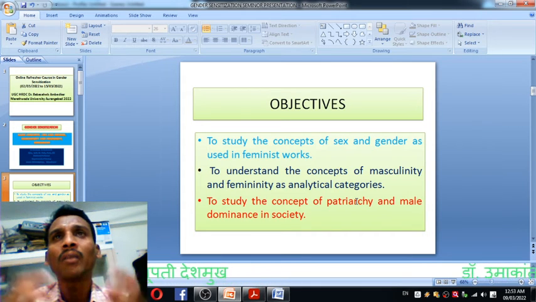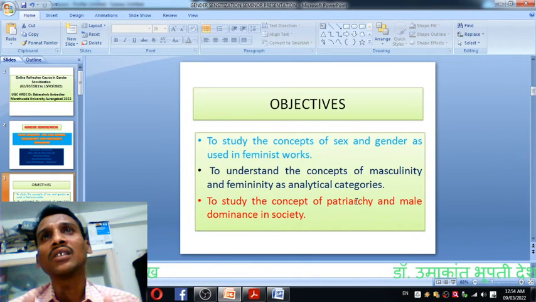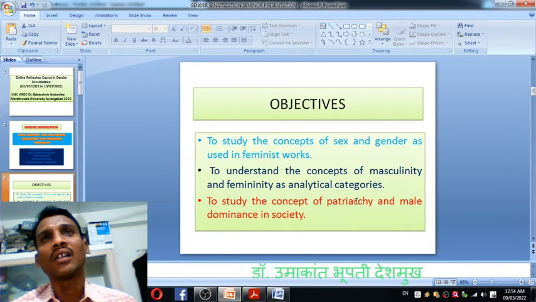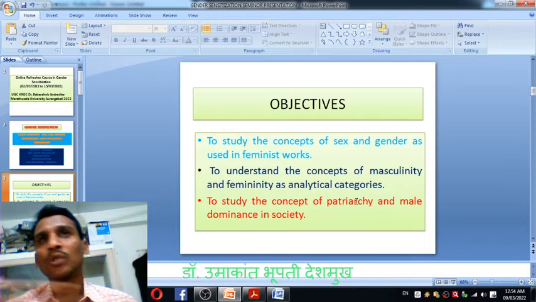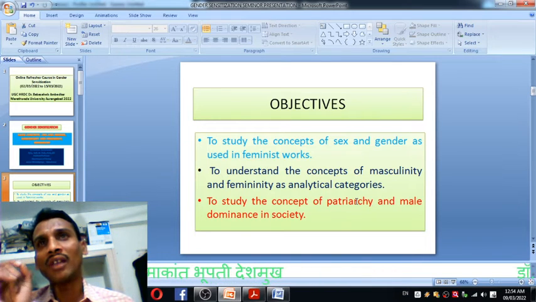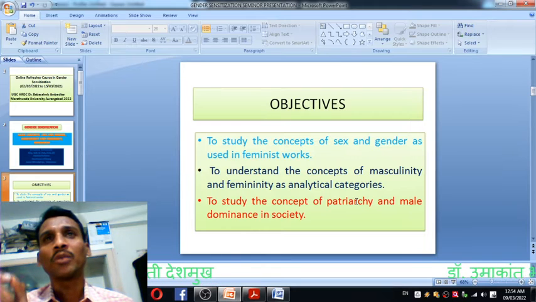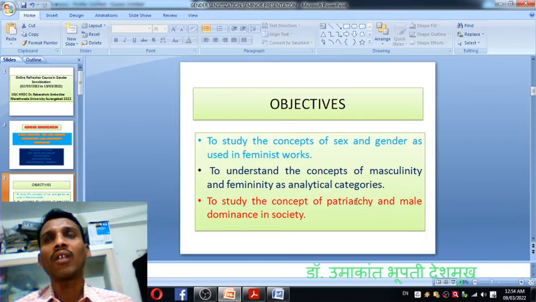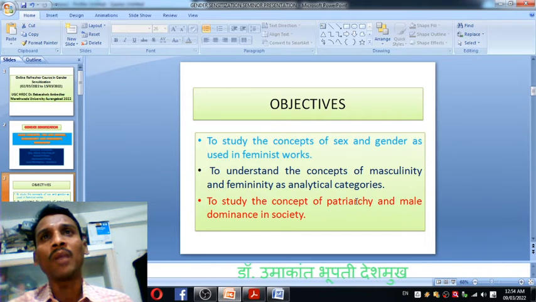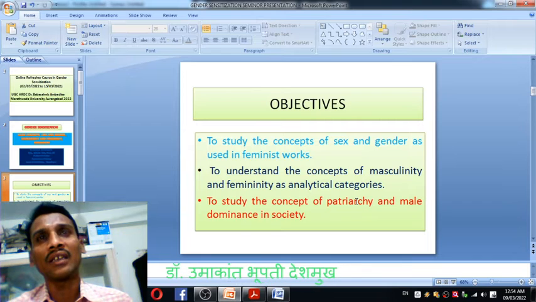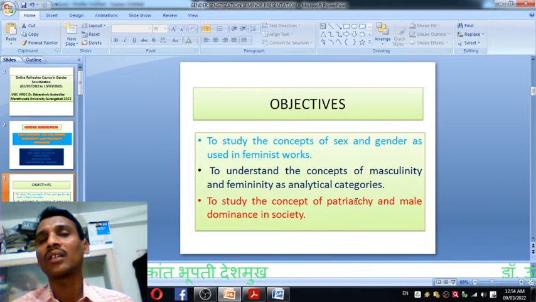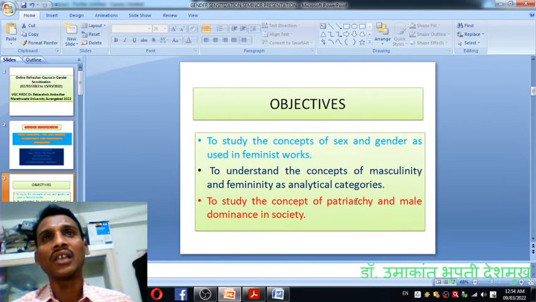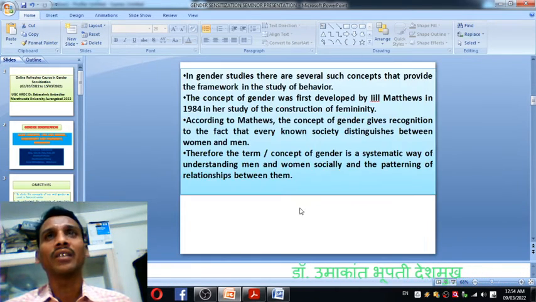Now, what are the basic objectives of learning these three concepts? The first is the study of the concepts of sex and gender used in feminist work. Another is to understand the concepts of masculinity and femininity as analytical categories. And the last objective of this seminar is to study the concept of patriarchy and male dominance in society.